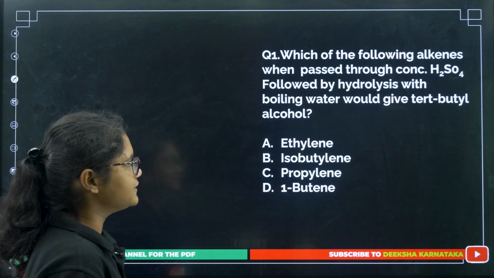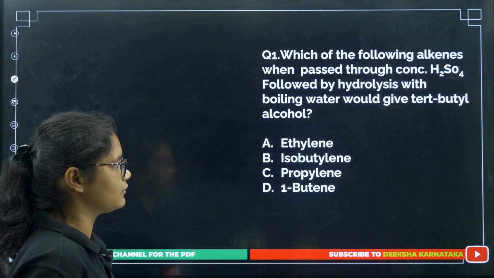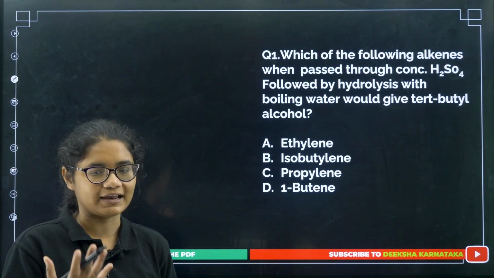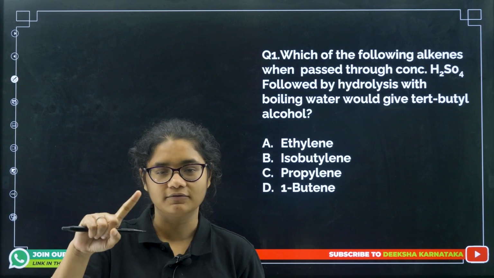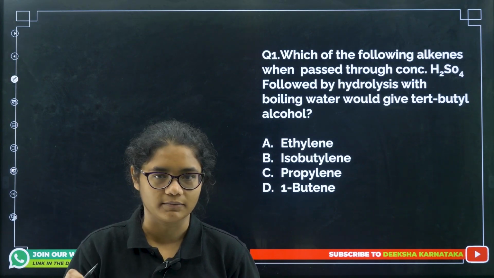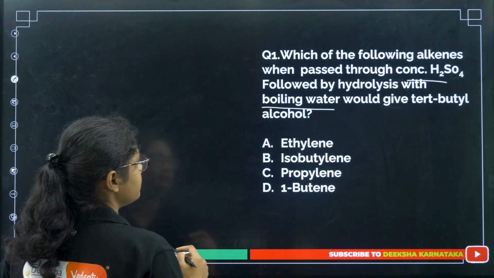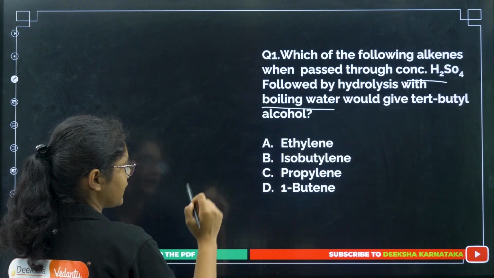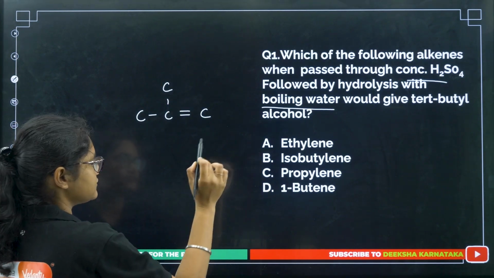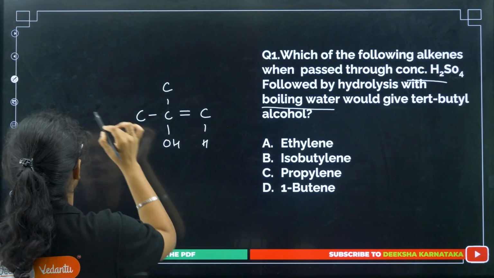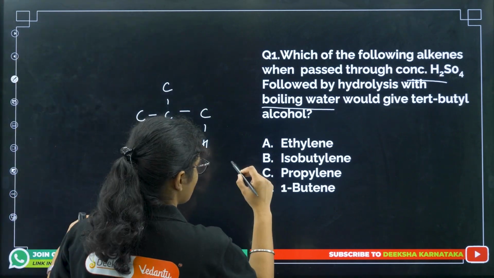Which of the following alkenes when passed through concentrated sulfuric acid followed by hydrolysis with boiling water would give a tertiary butyl alcohol? The question is simply asking which of these alkenes, if you react with water, will give you alcohol. If you remember, in the preparation of alcohol, one method was acid catalyzed addition of water, right? That is what is done here, concentrated H2SO4 followed by boiling water. Here we need a tertiary alcohol, tertiary butyl alcohol. This is the isobutylene structure. Now if I add water following Markovnikov's rule, OH will come here and H will come here, and this bond will go, right? So this is your tertiary butyl alcohol. The correct answer for this question will be isobutylene.